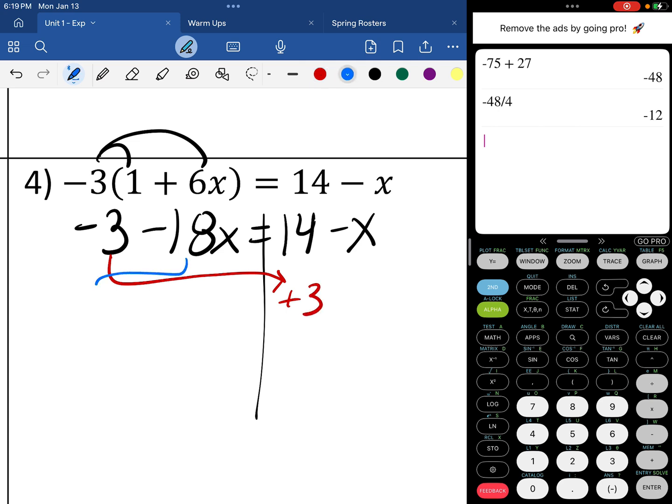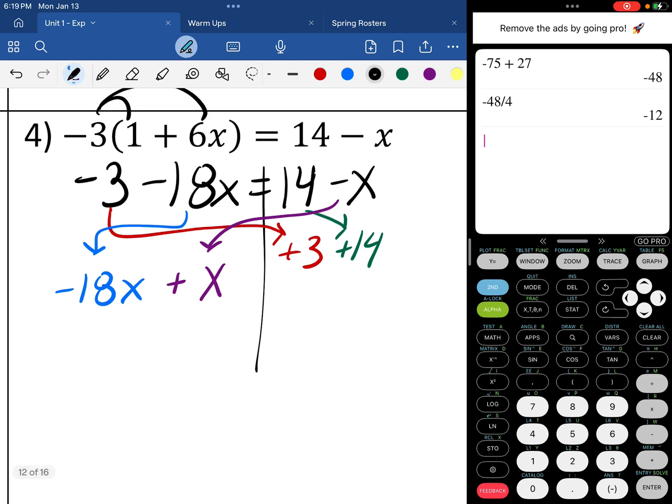Then we have negative 18x. It's going to stay on that side because it has an x in it. We get to 14. It's going to stay on that side and stays positive. And then we get to negative x. It's a negative on one side, so when we change it over, it becomes a positive. We start combining like terms. We get negative 17x equals 17.